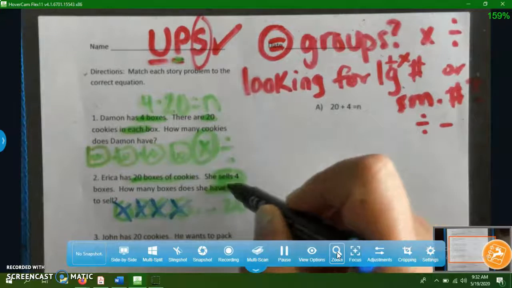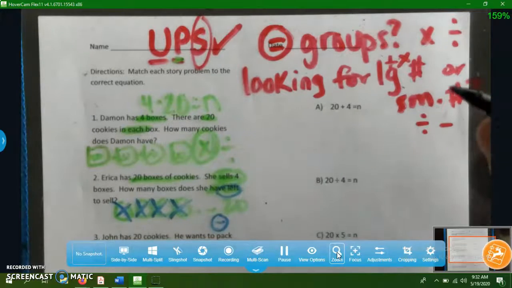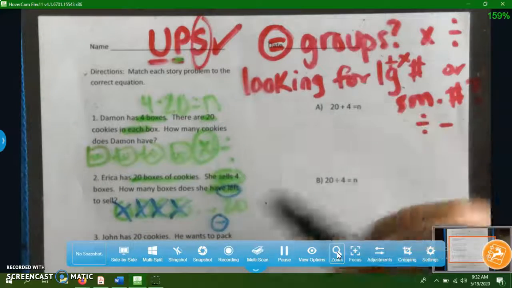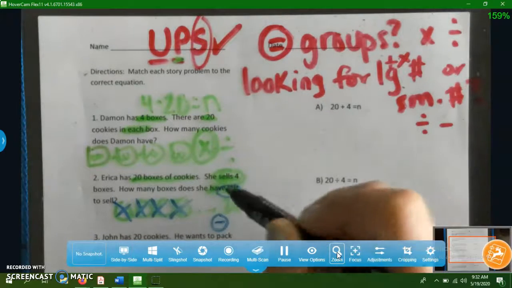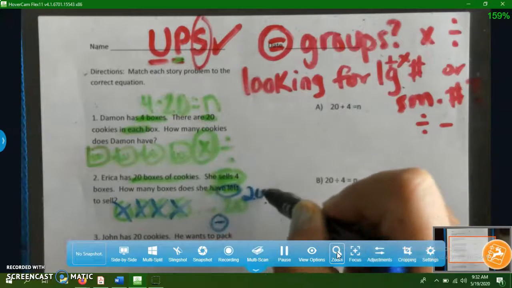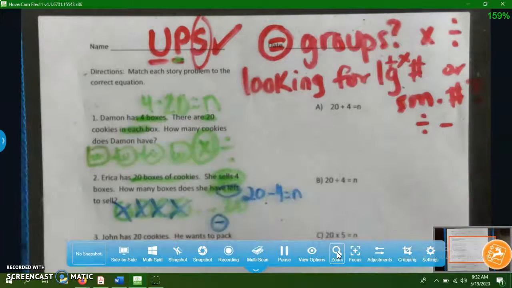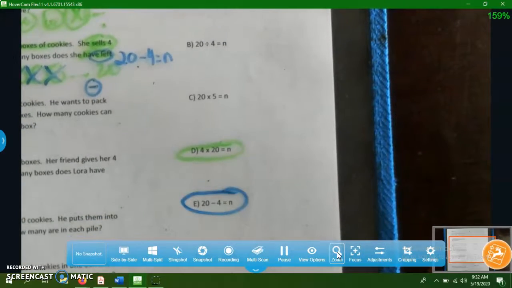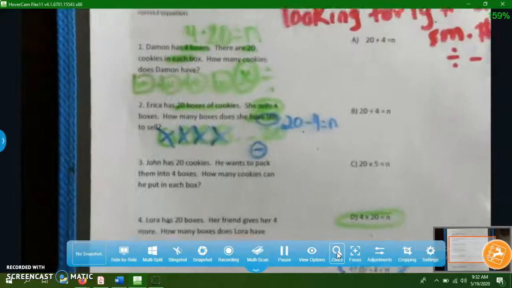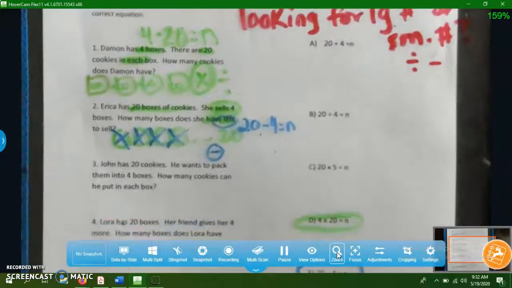So this makes it sound especially like a subtraction problem. It doesn't say anything about equal groups or everything having the same. And if she's losing some, she's selling some, she's going to have less left. So we're looking for an equation that looks like 20 minus 4 equals our variable. 20 minus 4. So I look over here, and it's here. And again, we don't have to solve these. We just want to be able to set up the equation.